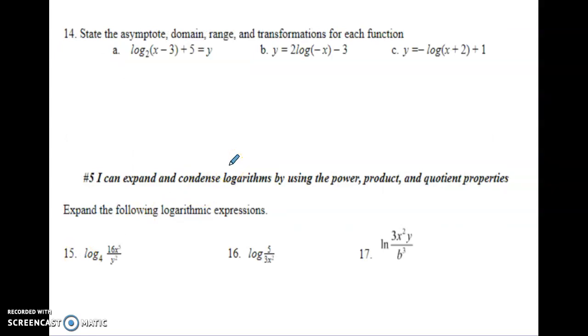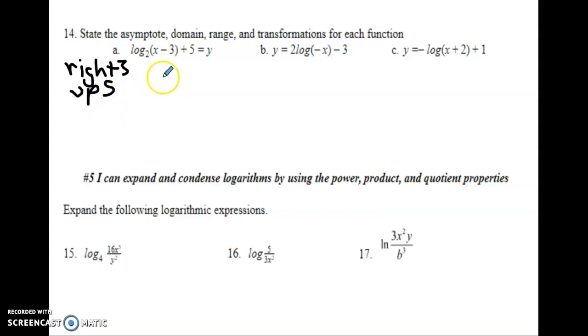This one, we are going to be stating the asymptote, domain, range, and transformations for each function. So it might be easiest to just start with the transformations to notice what's happening there. So we have this x minus 3, so it's a minus a positive 3, which means it's going to go in the right direction. So it's going to be translated right 3 units. And then it has this plus 5 being added to the whole thing, so that means it's also going to be translated up 5.